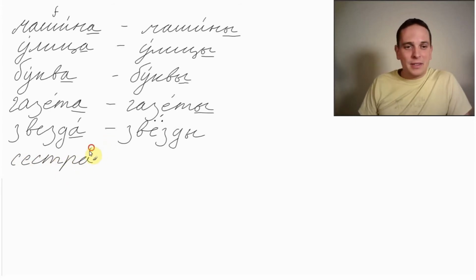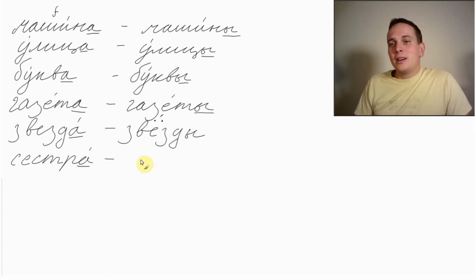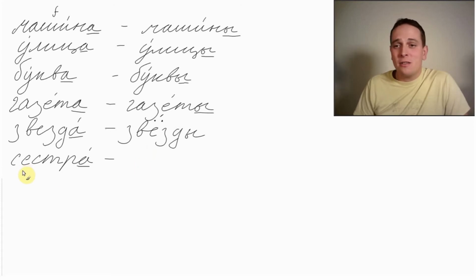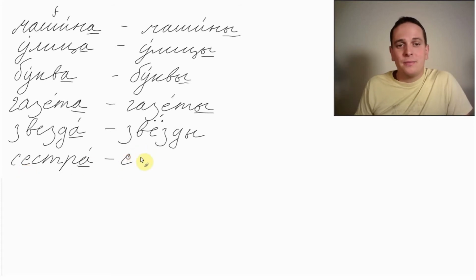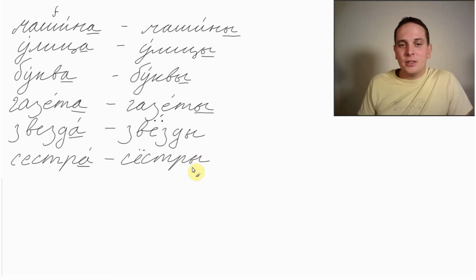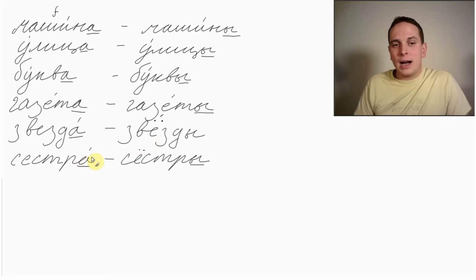Сестра, with the emphasis on the last a. Try to make a plural of сестра. Well, according to the pattern, it would be сестры. However, again, we need to change ye for yo. Сестры. A is changing to y, and the emphasis goes from a to yo.